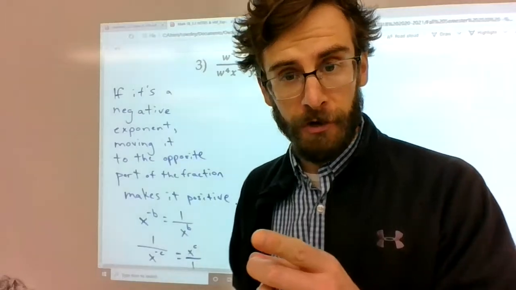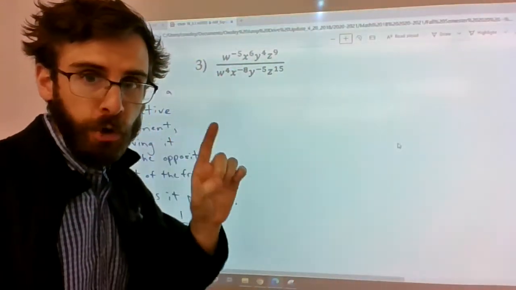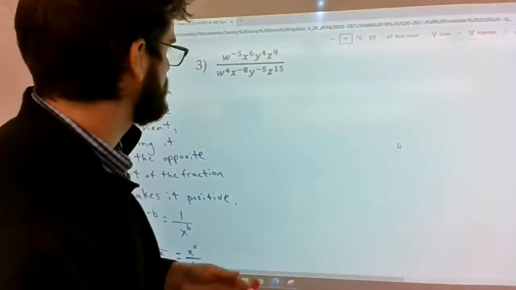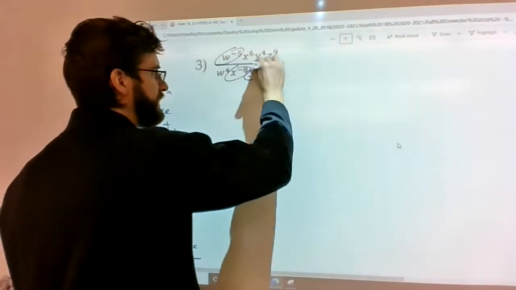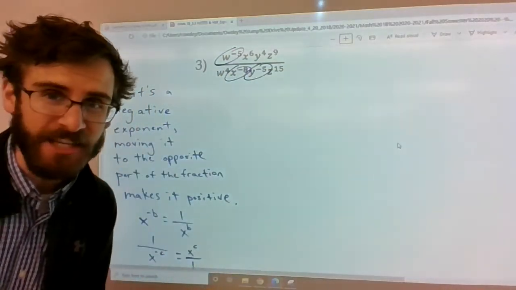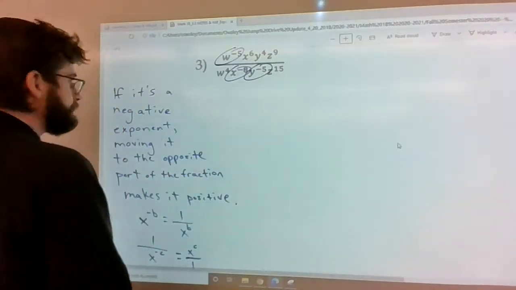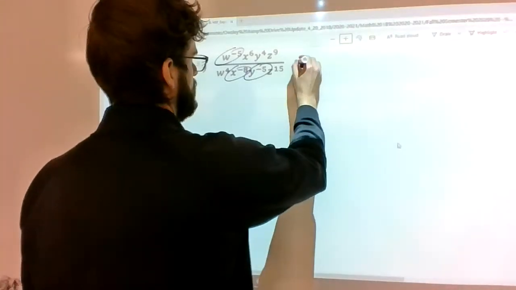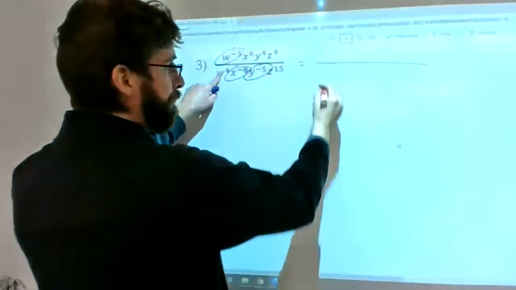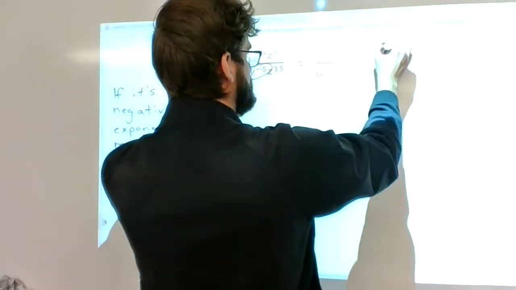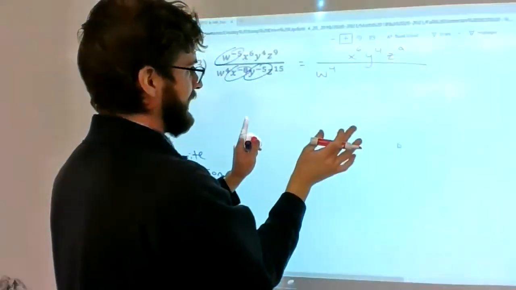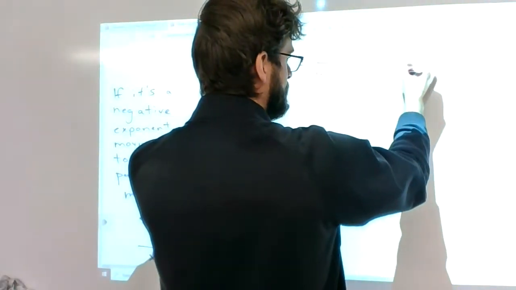So here's what you're going to do first. Step 1, move the negative exponents. So moving day for you, moving day for you, moving day for you. Everybody else stays where they are. So w to the 4 stays where it's at. X to the 6, y to the 4, z to the 9, they stay. Z to the 15 stays.